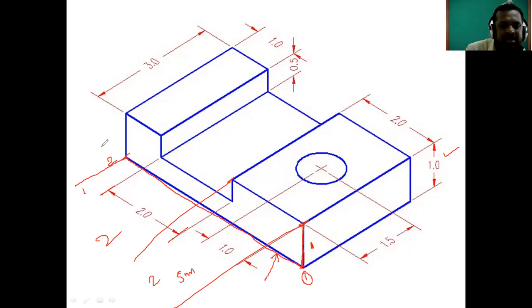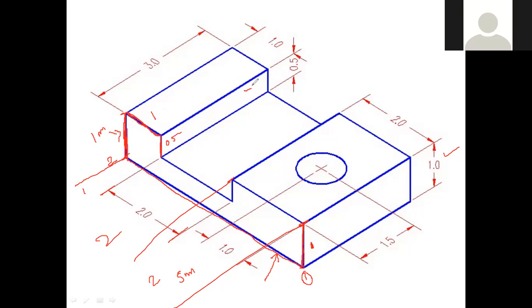Then tell me, what is the length of this line? 1 mm. Good. Then we can easily draw this line. Then tell me, what is the length of this line? 1 mm. Again it is given as 1 mm. Again tell me the length of this line. 0.5. Here they have given 0.5. Okay, then tell me, suppose this distance is not given. Now we have to stop here. Draw up to here and stop here.